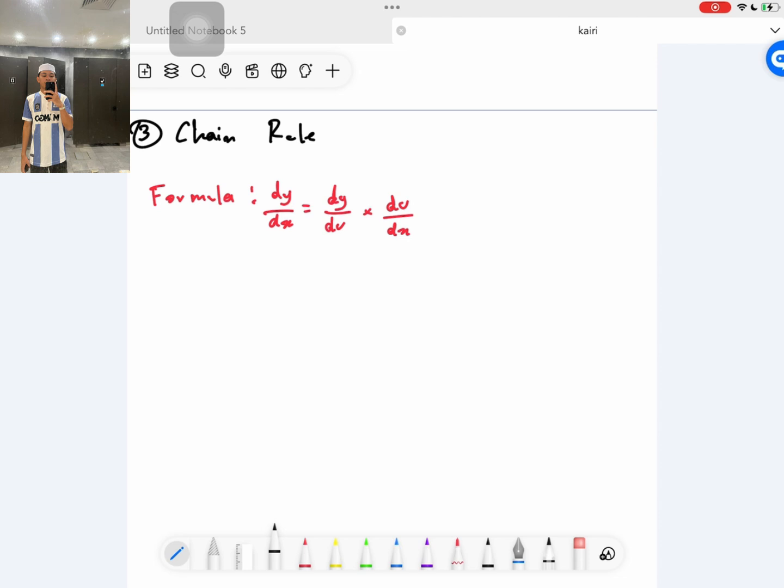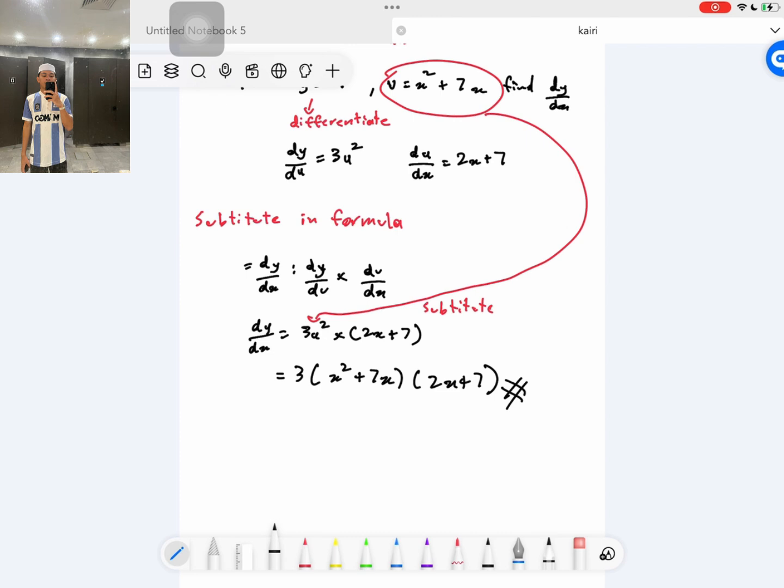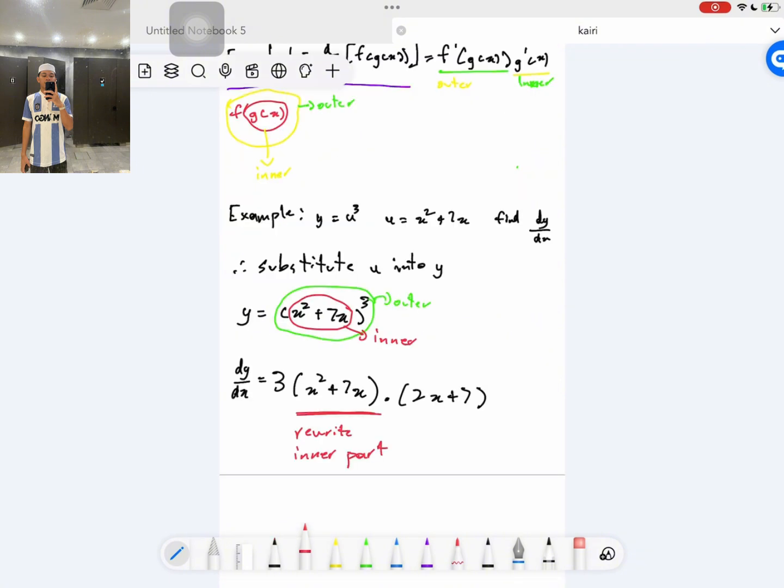Okay, for the third one is chain rule. The formula is dy over dx equal to dy over du times du over dx. For the example, we need to differentiate these two equations, the y and u equations. So we will substitute the equations into the formula dy over dx equal to dy over du times du over dx, and we'll get the answer. There's an alternative way to solve the question, which we call the Tupperware method. For the example f(g(x)), the f is the outer layer of the Tupperware and the g(x) is the inner layer. We bring the power to the front, rewrite the inner part which is in the bracket, and differentiate the inner part. So we'll get the answer.